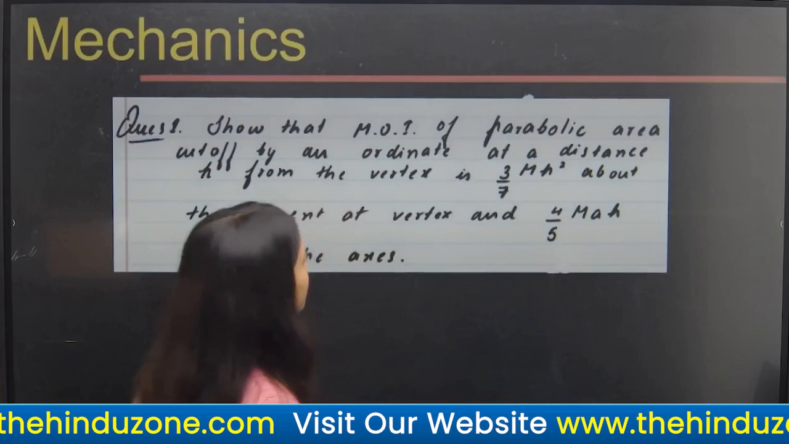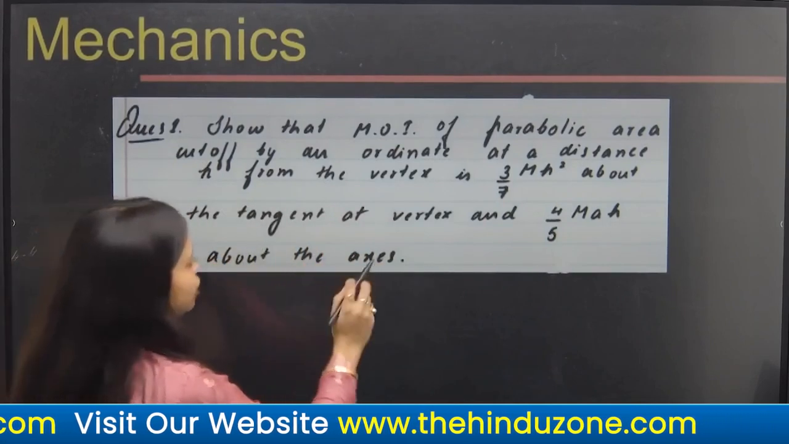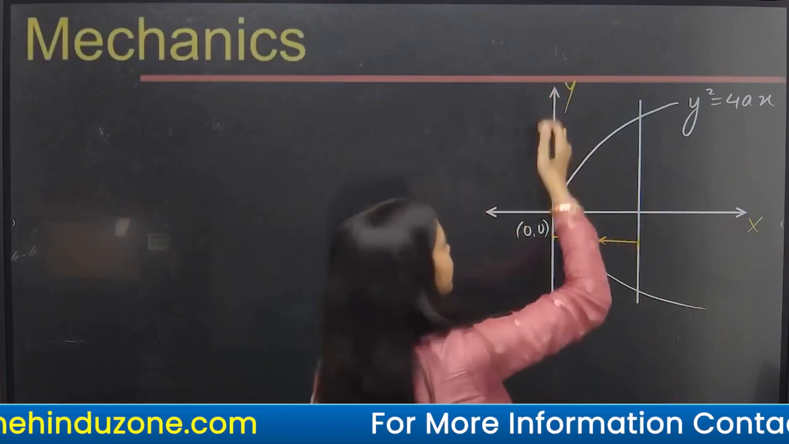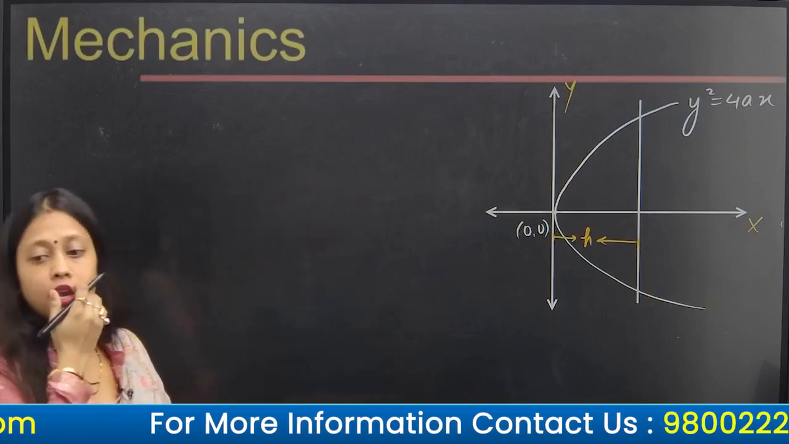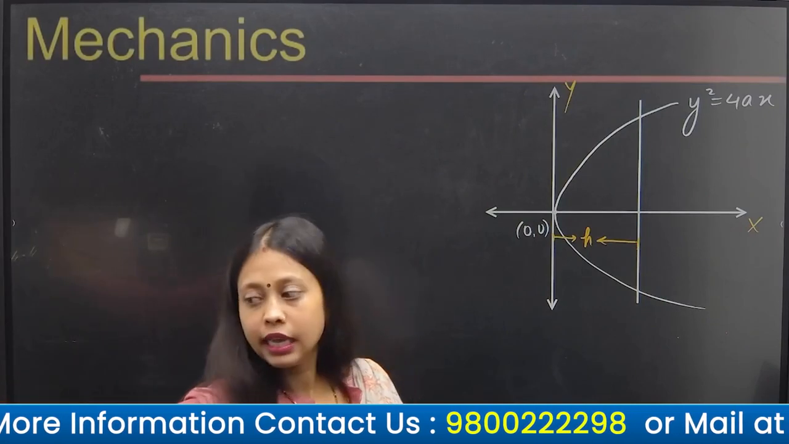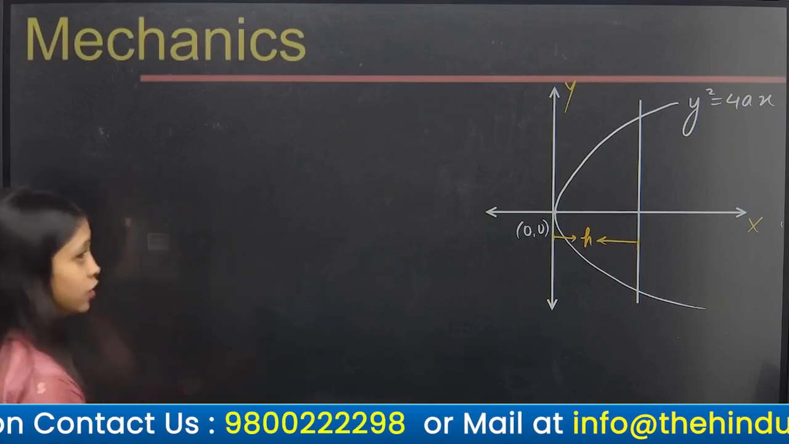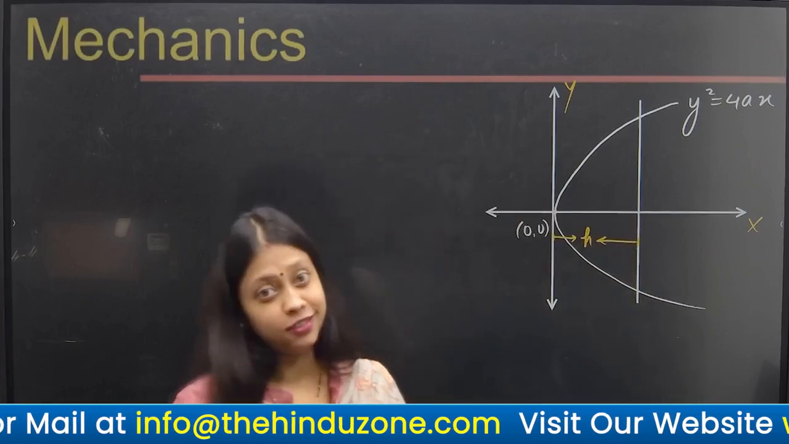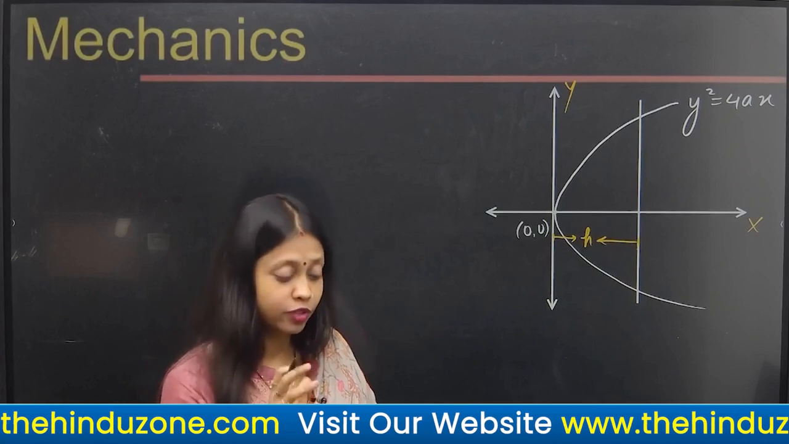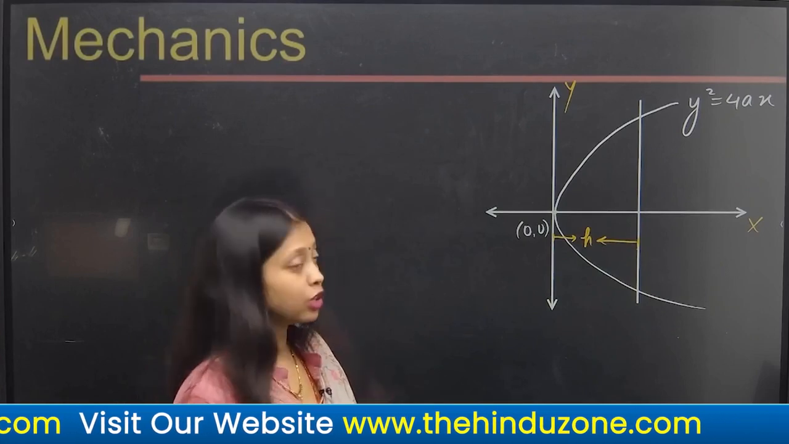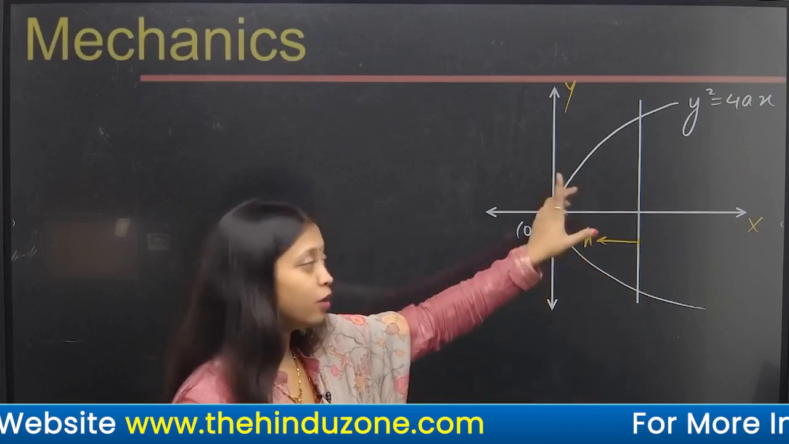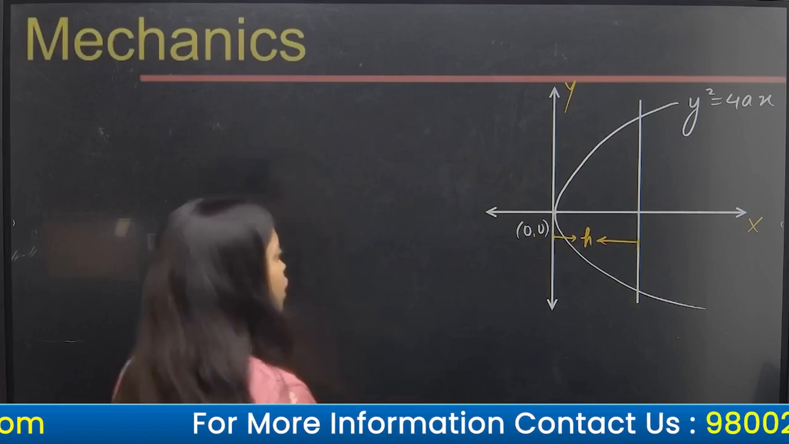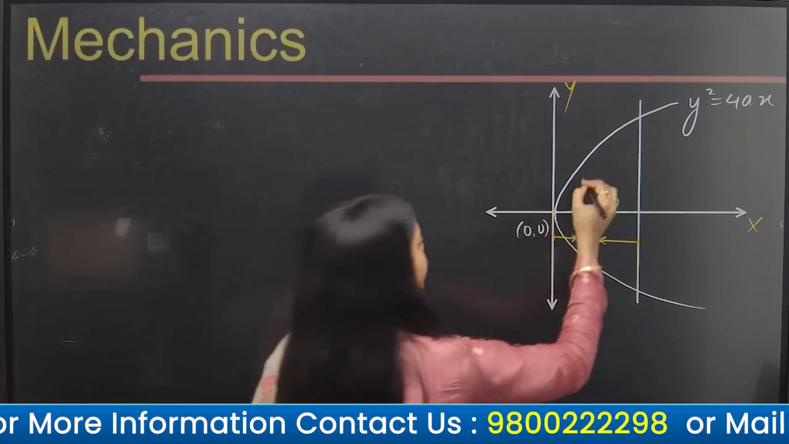Okay, what else? At a distance h from the vertex, about the tangent at the vertex. See, the tangent at the vertex is this y-axis. So we have to find it about this y-axis. Now, first of all, we have to calculate the area of this region, because now we do not have a standard area, for example the area of a rectangle, area of a circle, surface area or volume of a sphere, volume of a rectangular parallelepiped. Those we have done. But now this is the area. First of all, you have to find the area with the help of double integration. So with the help of double integration, I'll start by taking a strip here.